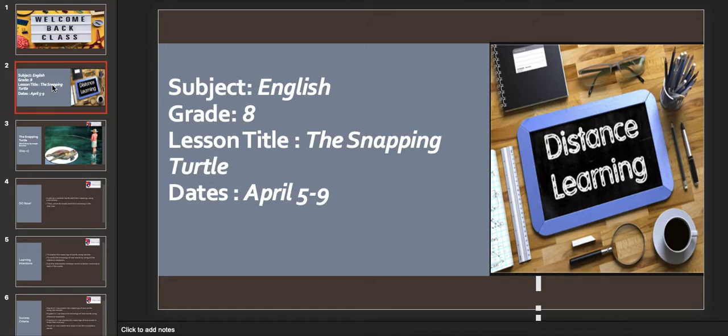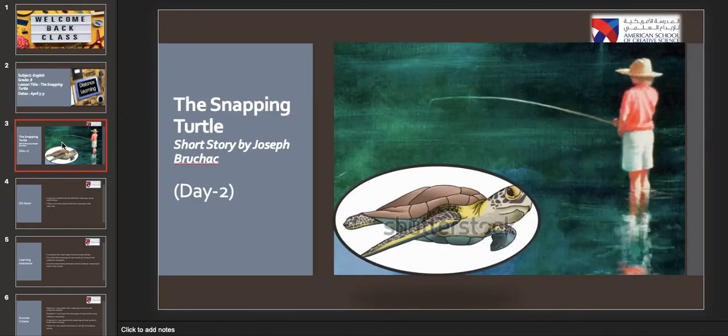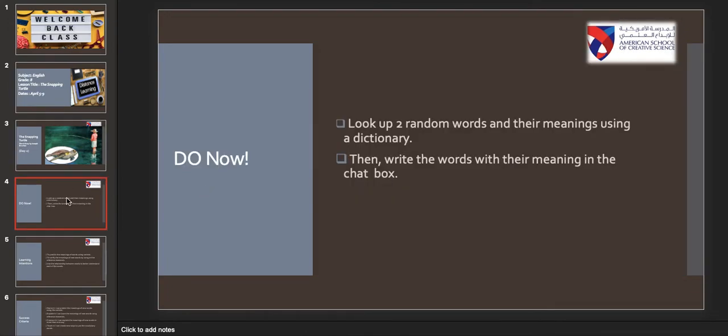We'll start with a story called The Snapping Turtle. You have a do now activity. You need to look up two random words in the story and figure out their meanings using a dictionary. After you do that, go to the meeting chat box or to the class chat box and type the two random words with their meanings.